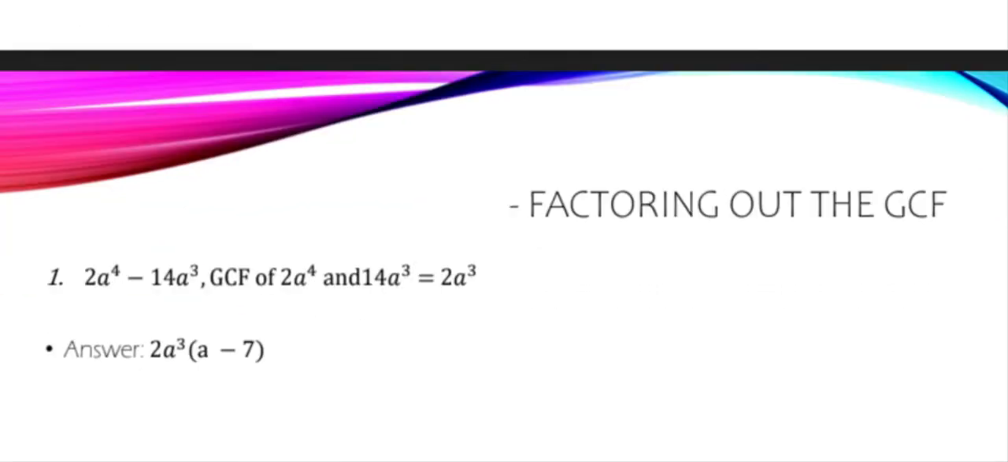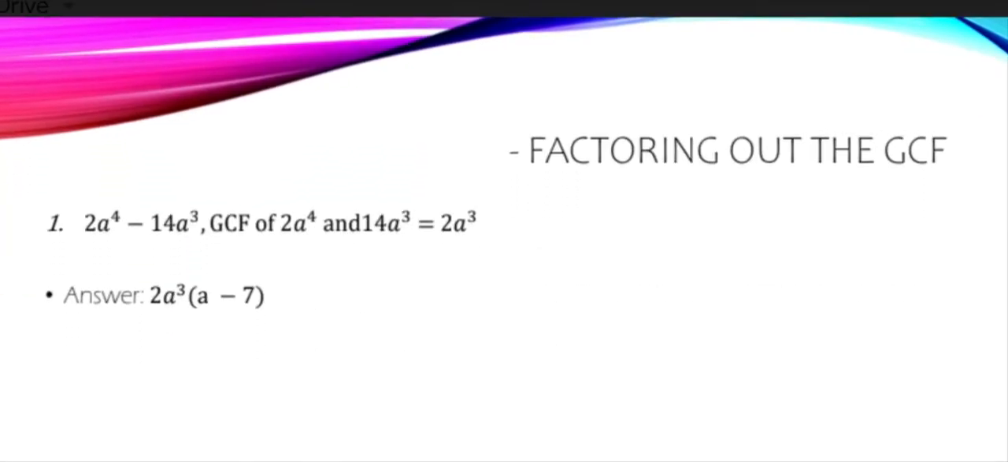So let's get started. For the first one, we have factoring by factoring out the GCF. GCF, for the greatest common factor, is a way of factoring the polynomial by finding the greatest common factor of the coefficient and the variables. As an example, consider 2a to the power of 4 minus 14a cubed. The greatest common factor of these two terms, 2a to the power of 4 and 14a cubed, is 2a cubed. Why? Because it's common between both terms of the binomial.